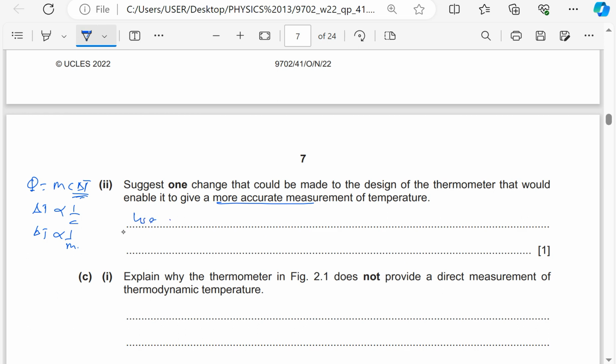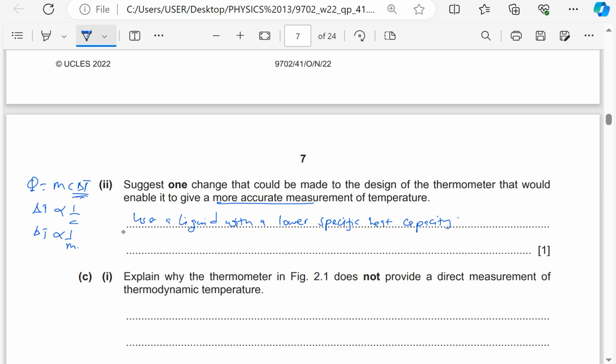Use a liquid with a lower specific heat capacity.